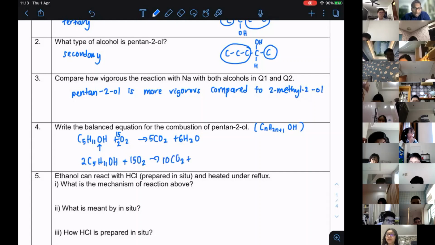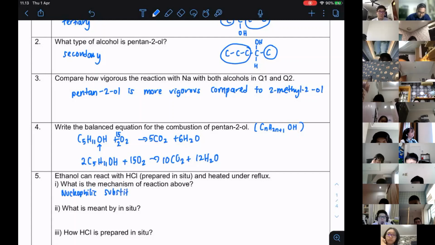Now, for number 5, ethanol can react with HCl, and this HCl can be prepared in situ and heated under reflux. What is the mechanism of the reaction above? So the mechanism is nucleophilic substitution.